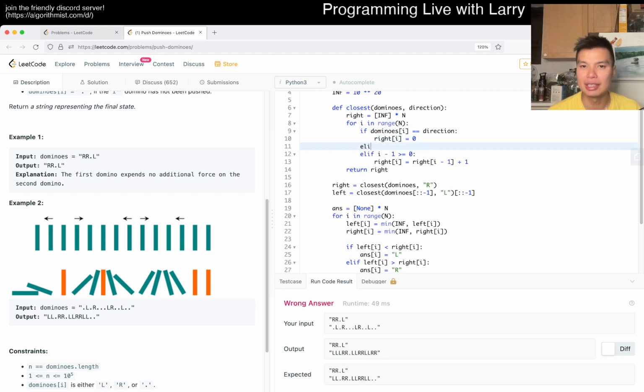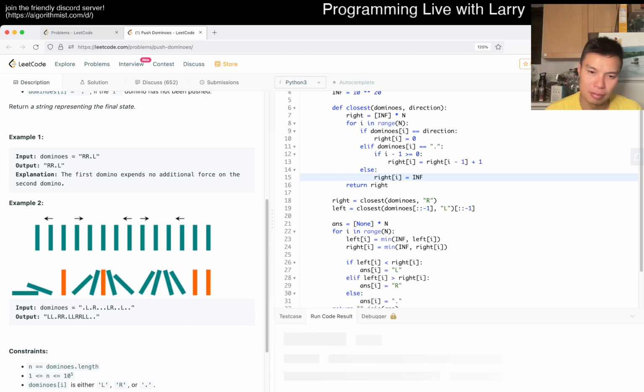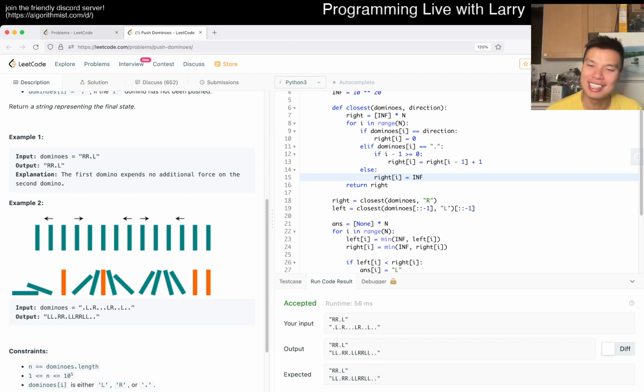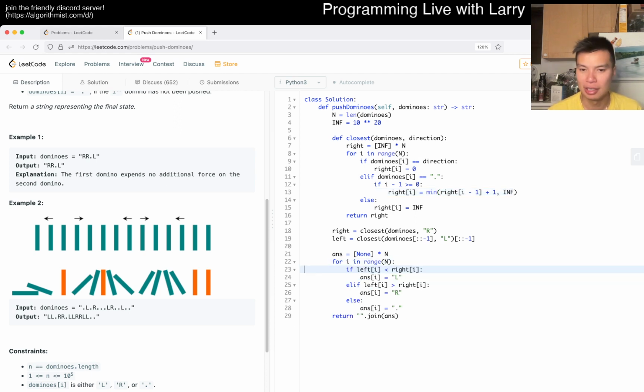I think else if dominoes of i is equal to period, then we do this thing. And then else, if this is the opposite direction, then we actually want to set this as equal to infinity again. Okay, there we go. So I think that was a mistake, more than a typo, I just forgot, to be honest. But as you can see, that's the beauty of abstraction, right? Because of this, we fix it by fixing one place and we don't have to do it in two places. Even this, to be honest, we can fix in one place, right? We can just do this, and now we could get rid of it in two places, right?